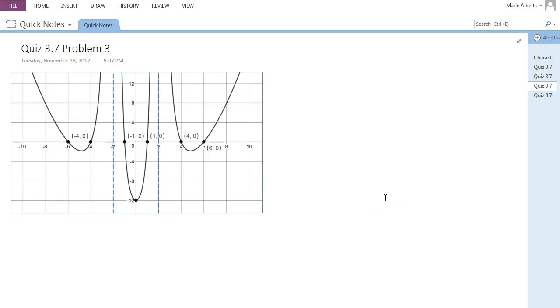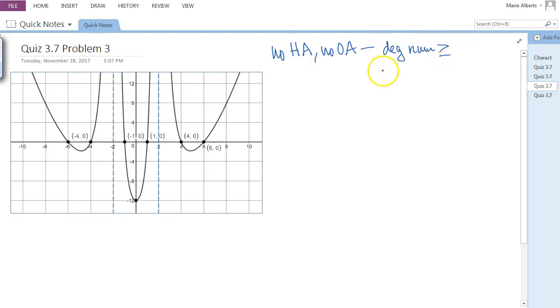Okay, third problem. This one is more complicated. I have no horizontal asymptote. I have no oblique asymptote. So this suggests that the degree of the numerator is greater than the degree of the denominator by at least 2.